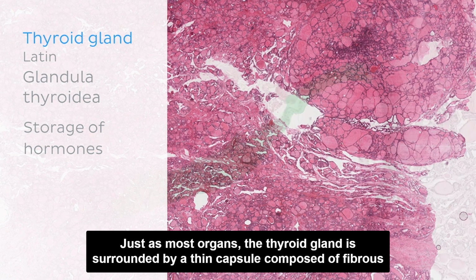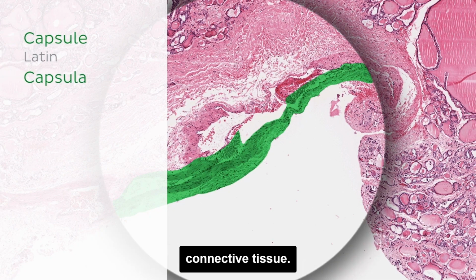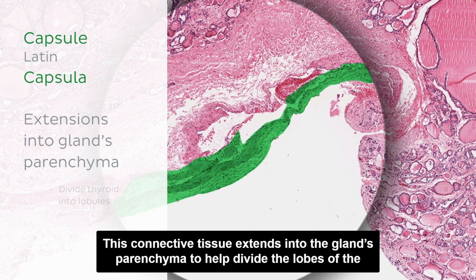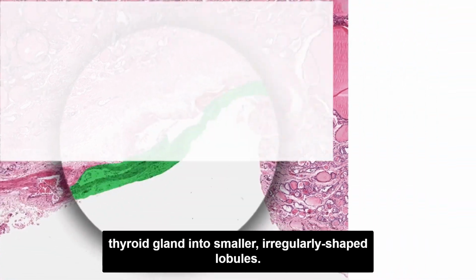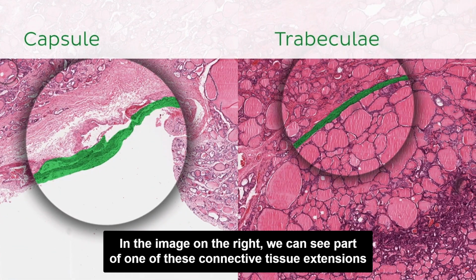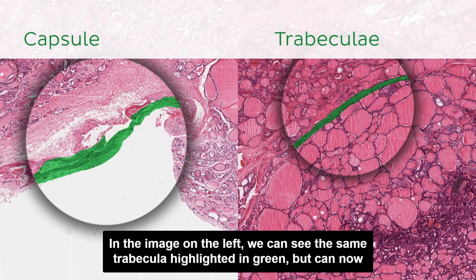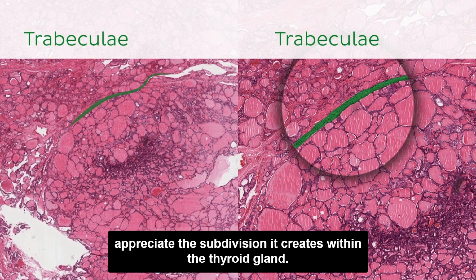Just as most organs, the thyroid gland is surrounded by a thin capsule composed of fibrous connective tissue. This connective tissue extends into the gland's parenchyma to help divide the lobes of the thyroid gland into smaller, irregularly shaped lobules. In the image on the right, we can see part of one of these connective tissue extensions highlighted in green. They are called trabeculae. In the image on the left, we can see the same trabecula highlighted in green, but can now appreciate the subdivision it creates within the thyroid gland.